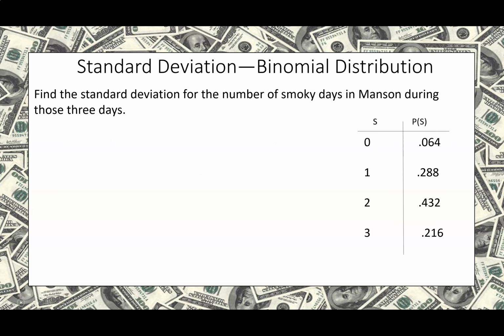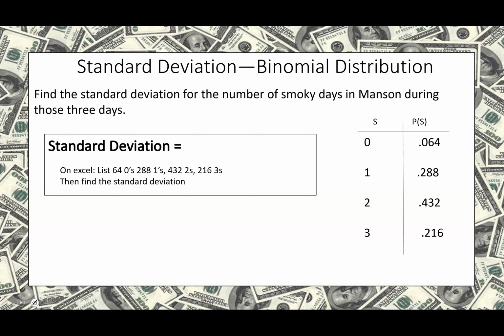Find the standard deviation for the number of Smoky days in Manson during those 3 days. You know, this is an interesting question. It basically says from year to year, how much does it vary in terms of how many Smoky days you get each year for those 3 days at the beginning of July. So it's asking for standard deviation from kind of year to year, and we can solve this problem by doing it on Excel again, right? I could go to Excel and I can actually get that answer.